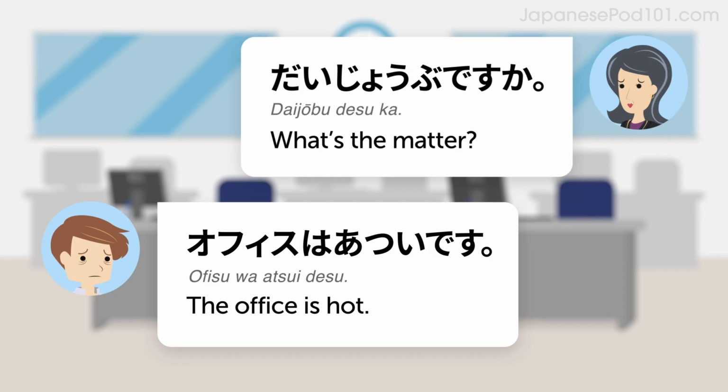First of all, you'll need to learn how to say, what's the matter? That's, 大丈夫ですか？ Listen to it again. 大丈夫ですか？ This Japanese sentence literally means, all right, are you? But it translates as, what's the matter?